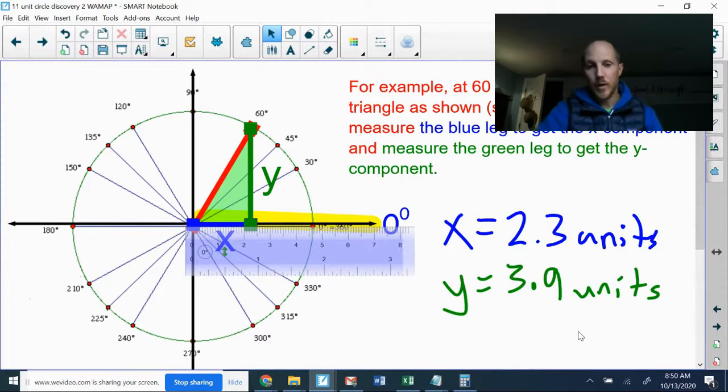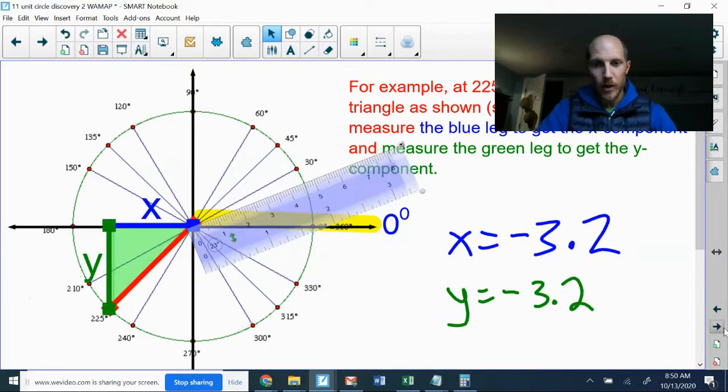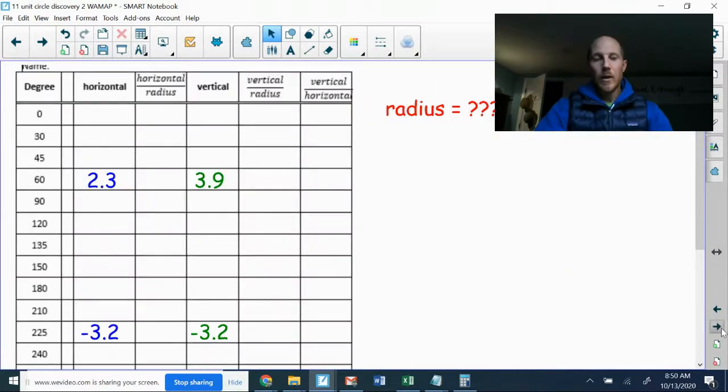Right, so I have a couple of examples I measured yesterday. I've got the vector going to 60 degrees. I measured the x component and the y component yesterday, and also at 225. So I have those 2 angles entered in my example data table. My 2.3 is the x, 3.9 was the horizontal, sorry, x is the horizontal, so 2.3 is horizontal. 3.9 is my vertical or y measurement. In order to calculate any of these 3 ratios, I will need to know what is the radius.